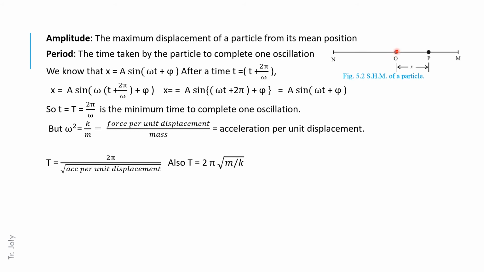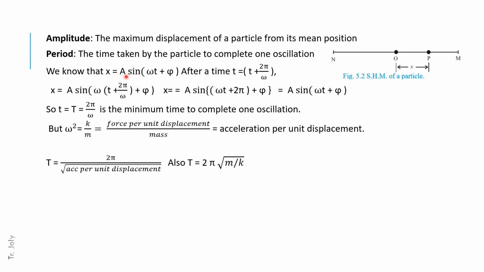So at the point O, first it will go to, suppose, M, then again come back to O, then again go to the negative side and again come back to O. Then only we can say that it completed one oscillation. How much time is taken by the particle to complete one oscillation is known as periodic time. So we have to find out what is the equation for that periodic time.